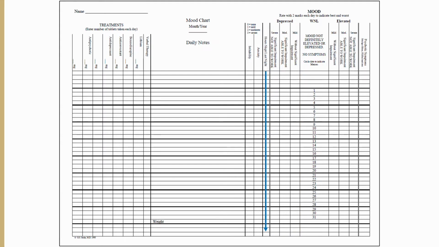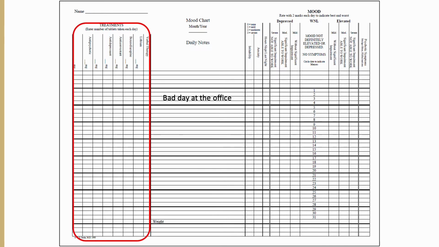Patients can record how many hours they slept, how anxious they were on a scale from 0 to 3, and how irritable they were. They can add anything that may have happened that day that may have influenced their mood. There's also a section to record medications they are taking, which can be especially helpful if medication changes are occurring.